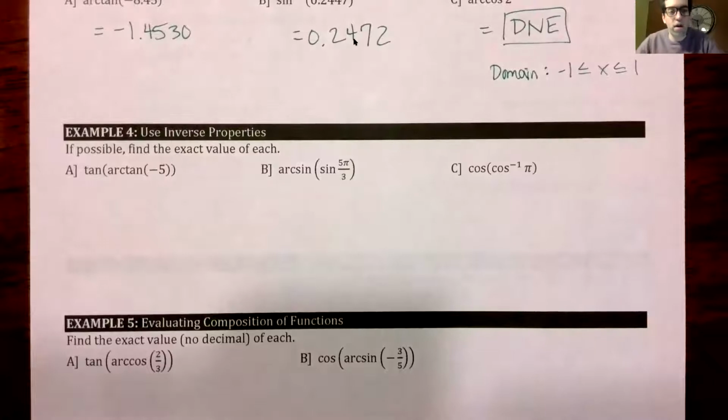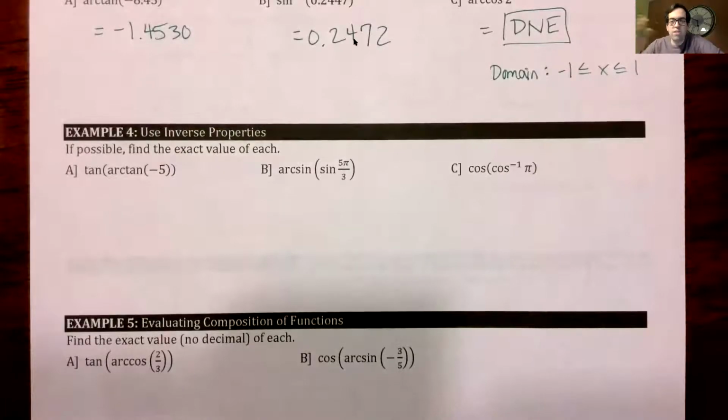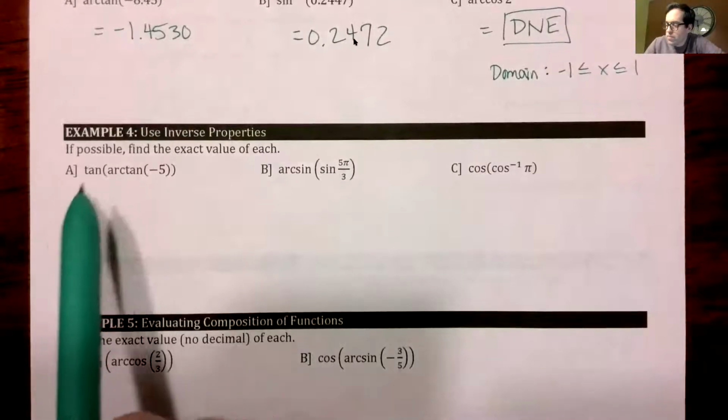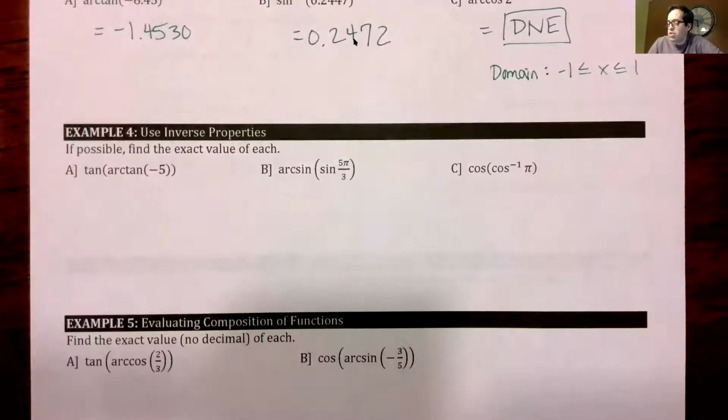Use inverse properties. If possible, find the exact value of each. Okay, so in certain circumstances, these trig function inverses can cancel out and just leave you with the answer that's on the inside, right? Like if we take the square root of something squared, the square root and the squared can cancel out and leave you with the answer. That's not always the case, and I'm going to show you why.